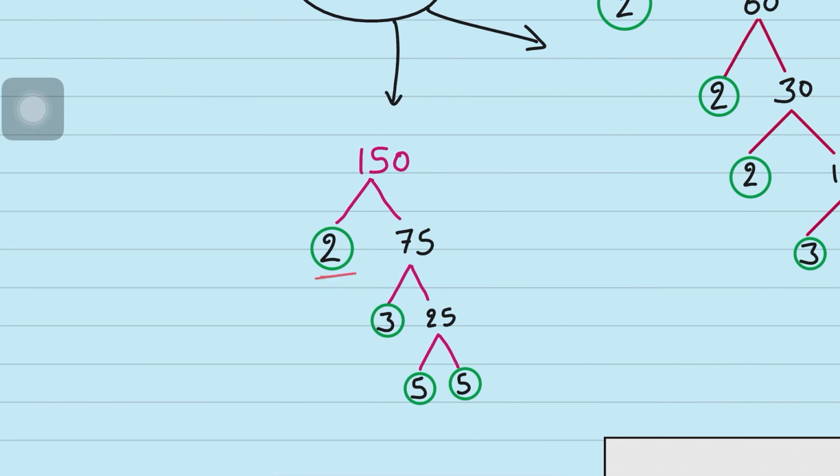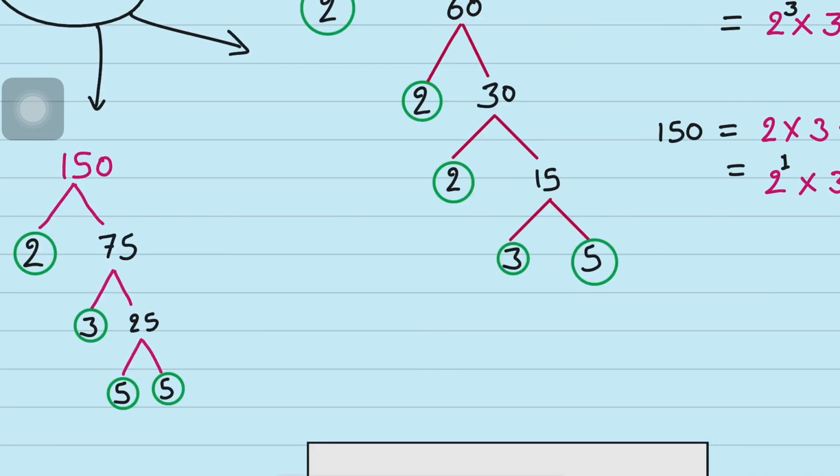Well, 2 is already a prime number, so we circle it. Now we work with 75, again two branches, and you could come up with any numbers that multiply, and the number on the top has to be the product of these two numbers. So 3 times 25, we get 75. And after that, we get 25 here. Now we get 5 times 5, which makes 25. Now all these numbers are prime numbers, so I circle them.